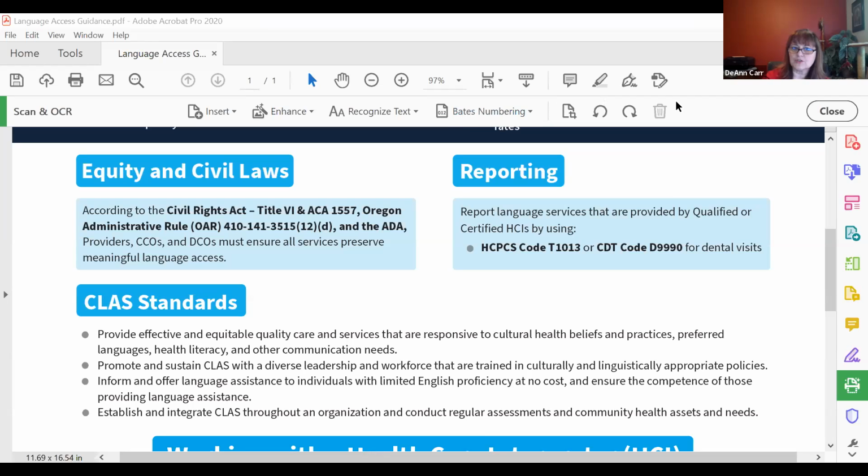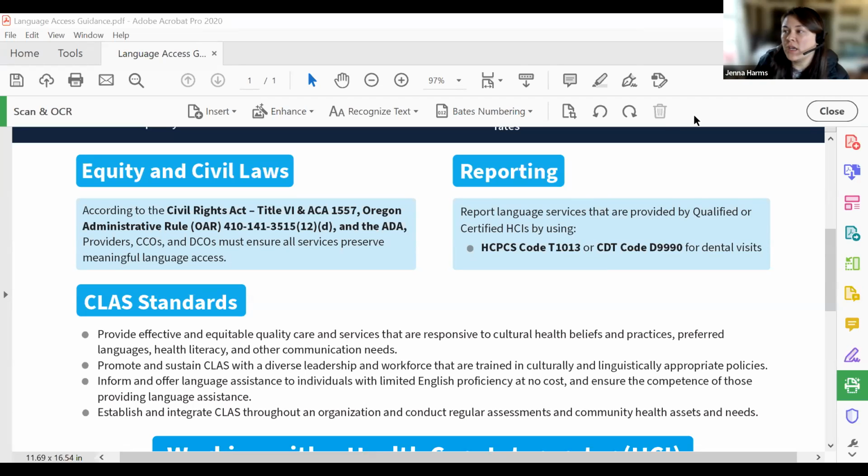It looks like we have a question about coding. So if I'm understanding, you are wanting us to use the code T1013 on our claim with a zero charge just for reporting. We are not actually billing for services. Is that correct? And is that only when they are using HCI, not a family member or someone else?